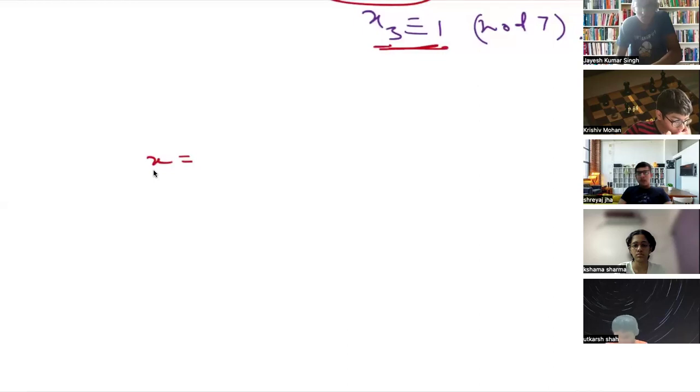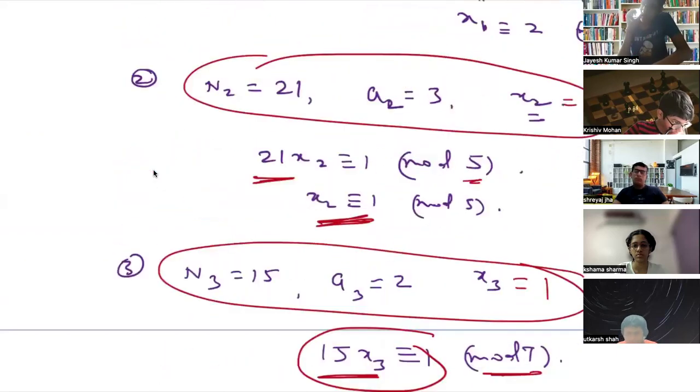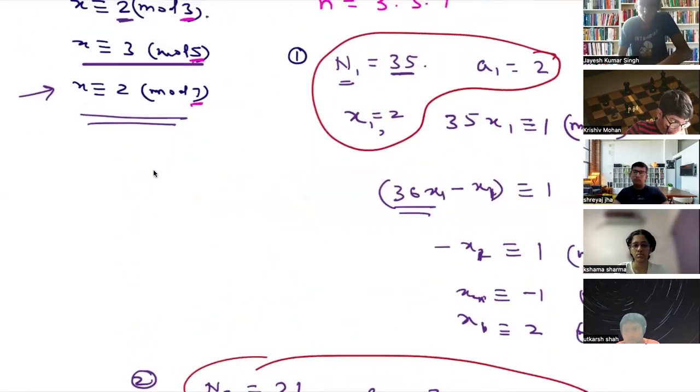So you have to multiply the numbers. For the first one, what was that? N1, 35 into 2 into 2. These were the three numbers, right? Yes, sir. 21, 3, 1.